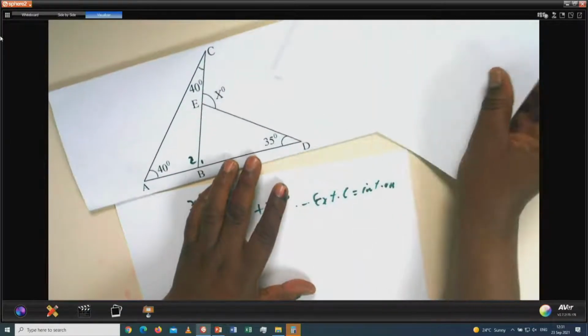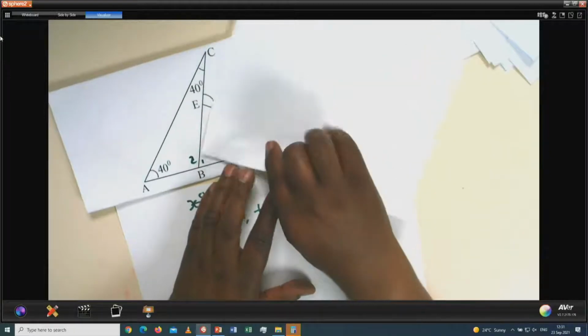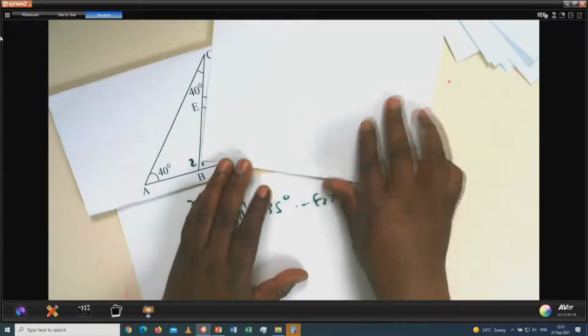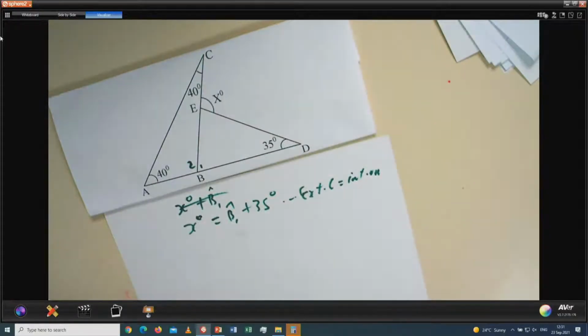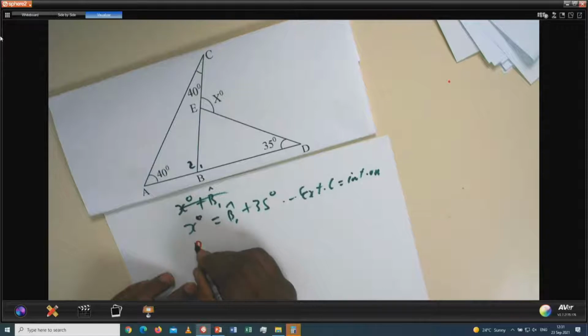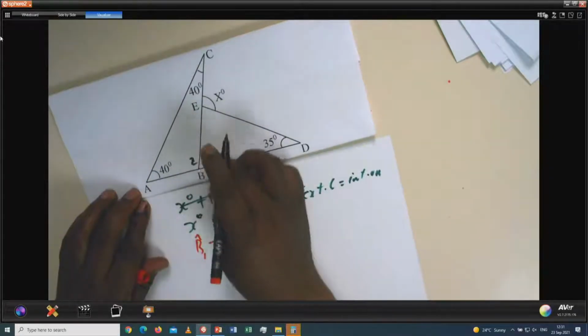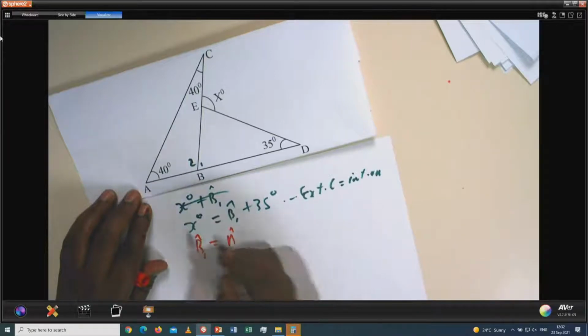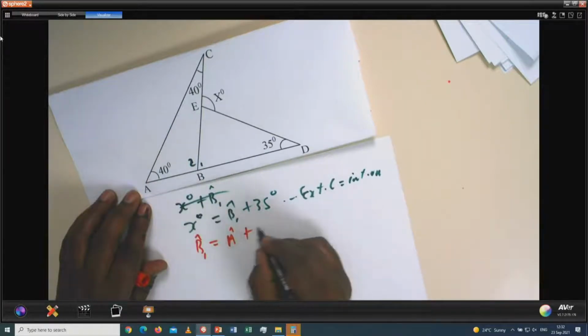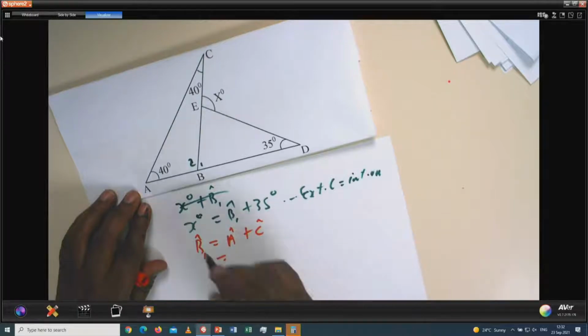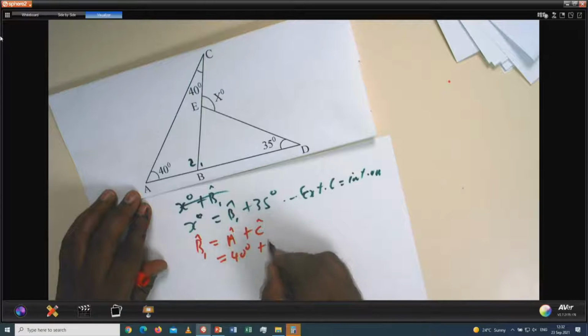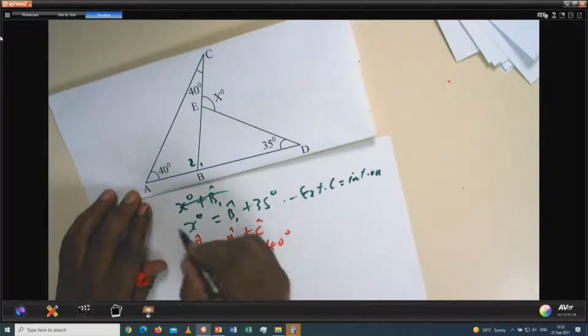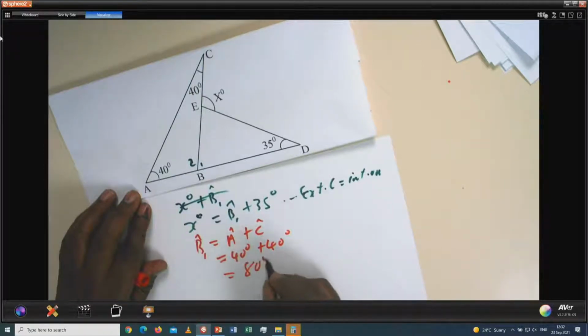B1 is an exterior angle to this triangle. Therefore, angle B1 equals the two interior opposite angles, angle A plus angle C. What is angle A? 40 degrees. What is angle C? 40 degrees. Therefore, what is angle B1? 80 degrees.